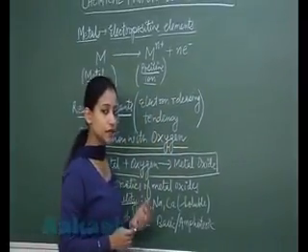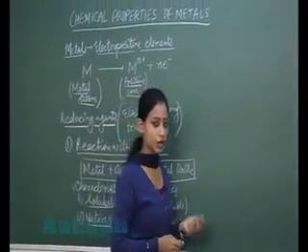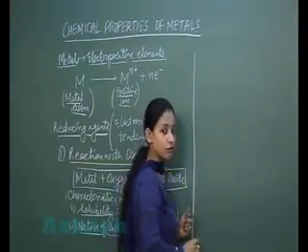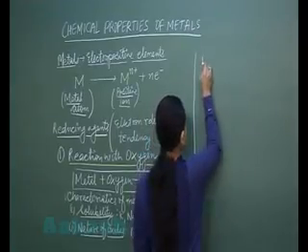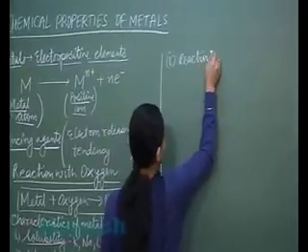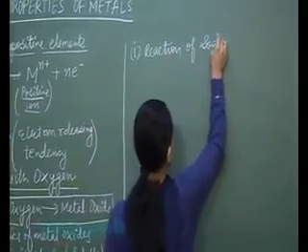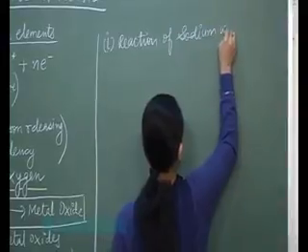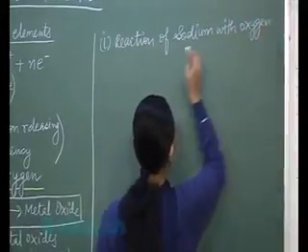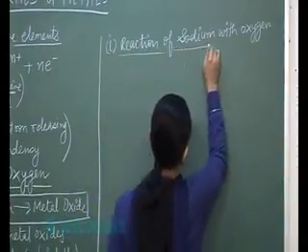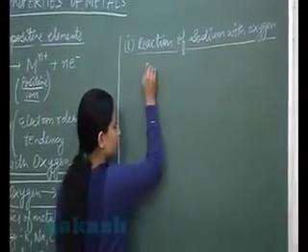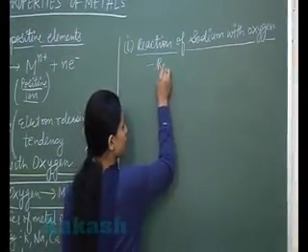Now first of all, let us see the reaction of different metals with oxygen. To start with, we will study first of all the reaction of sodium with oxygen. Students, the highly reactive metals such as potassium, sodium react with oxygen at room temperature. So they react with oxygen at room temperature itself.